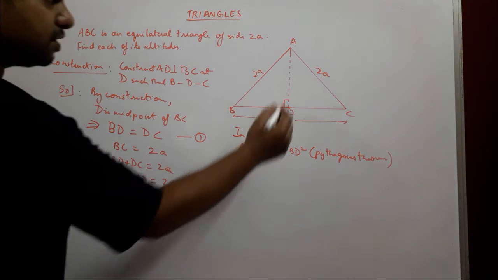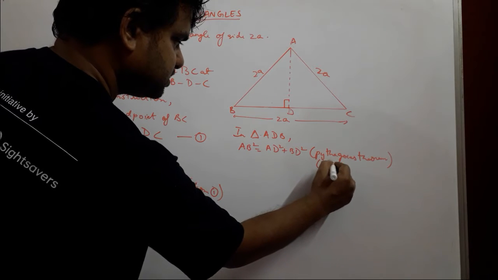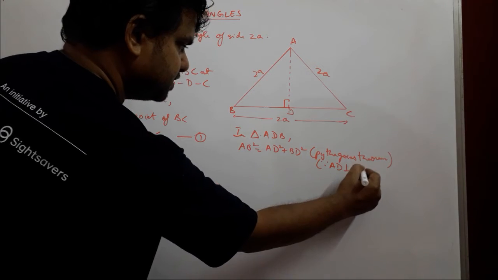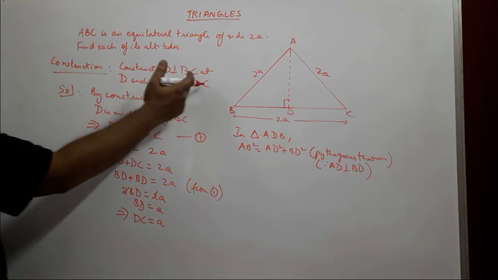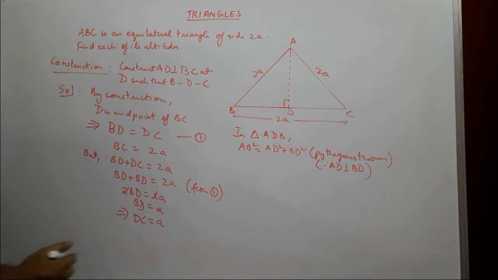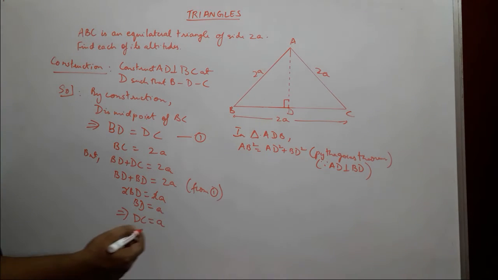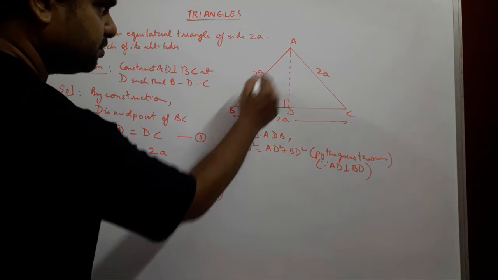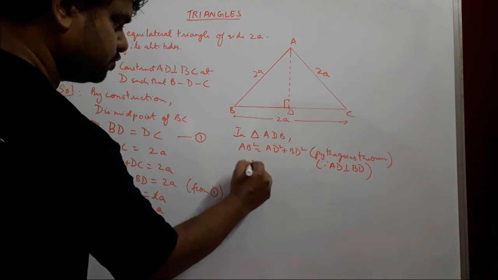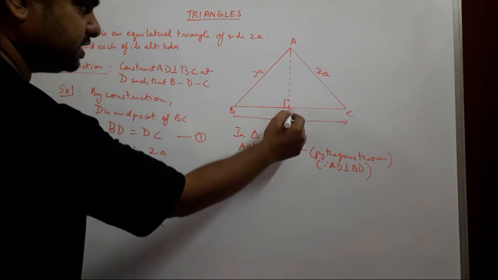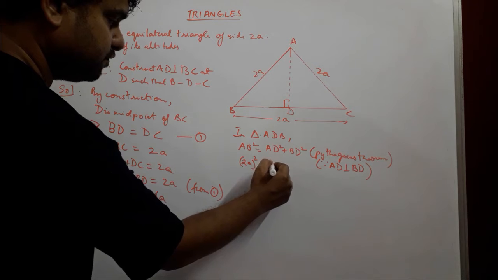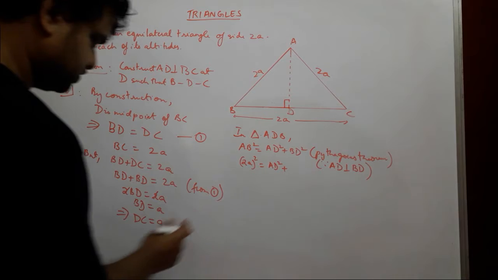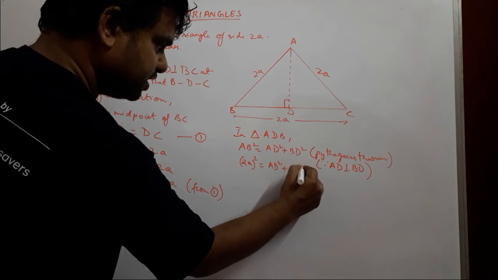Okay, why? Because since AD is perpendicular to BC, we can say AD is perpendicular to BD. Now AB square is 2A whole square. What is AD? AD is what we need to find out. We don't know. And BD, as we just got over here, is A. So that would be A square.